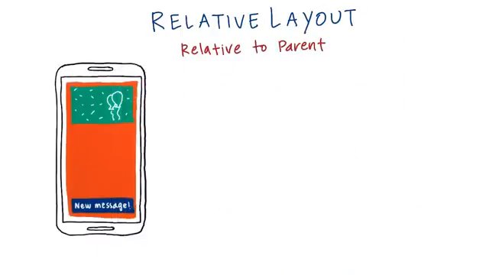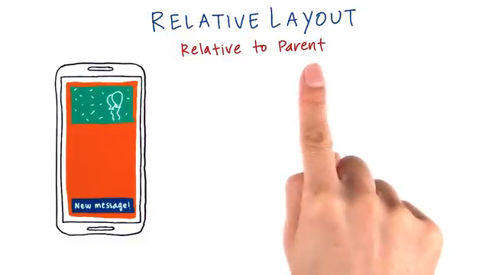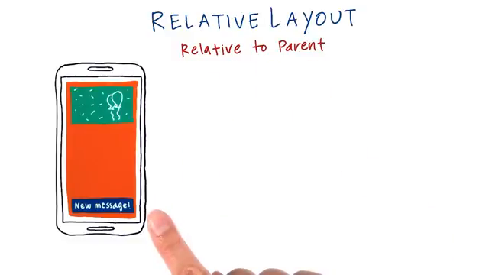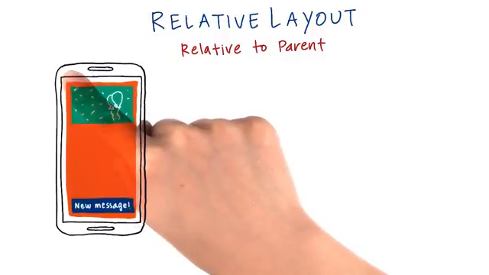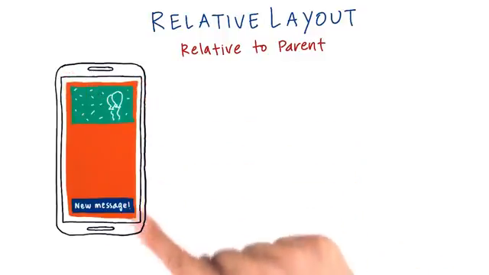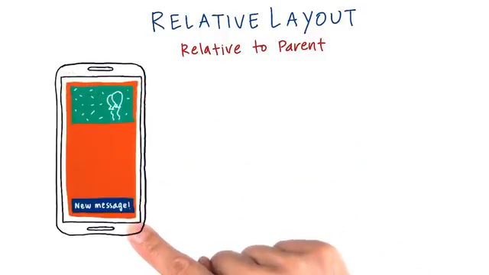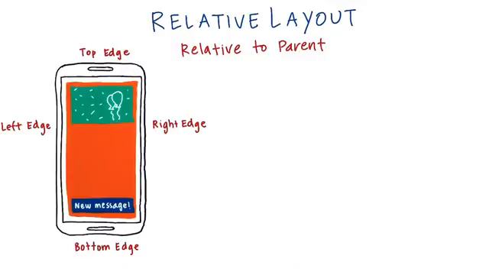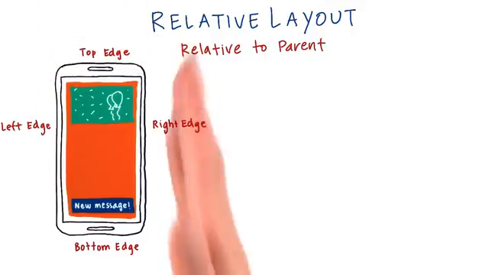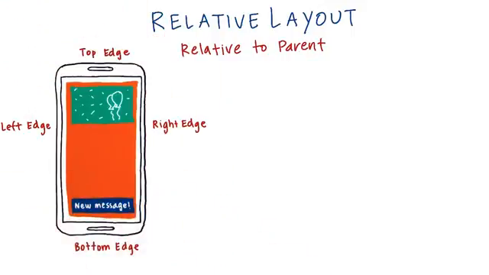Let's focus first on the case where views can be positioned relative to the parent. For this example, this parent relative layout is set to have width of match parent and height of match parent, so it's as big as the device. The children inside the relative layout can be positioned relative to the parent's left, top, right, or bottom edges. This is the code for it.